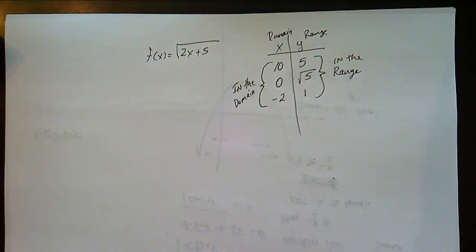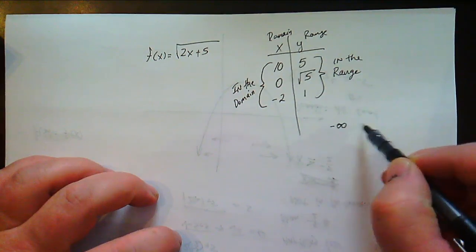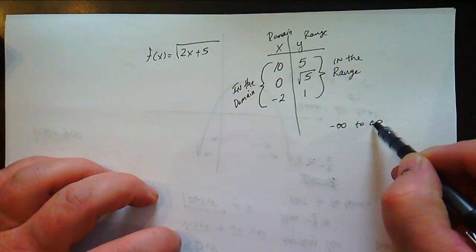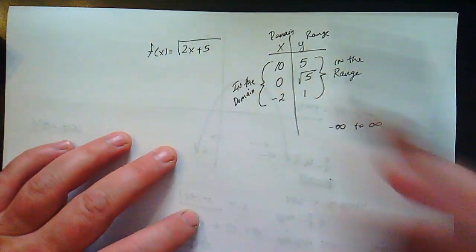Yeah, that's right. So what we're looking for is what is actually not in the domain. Do you see? Because you know how all real numbers go from negative infinity to positive infinity, we're looking to see if anything's missing. We're looking to see if there's a number I cannot put in here.